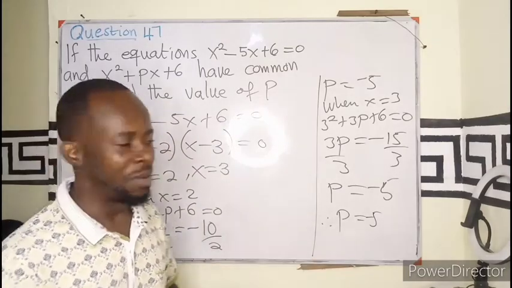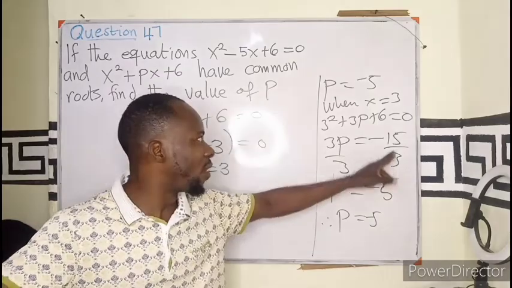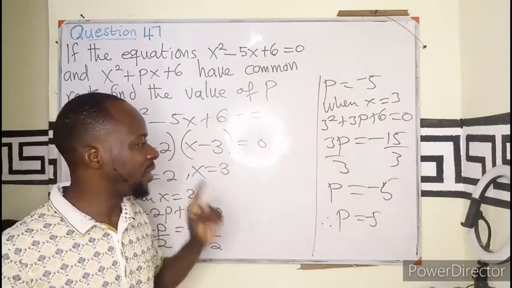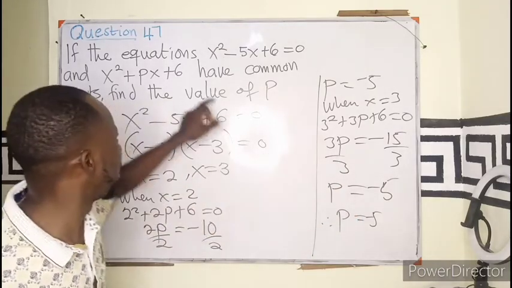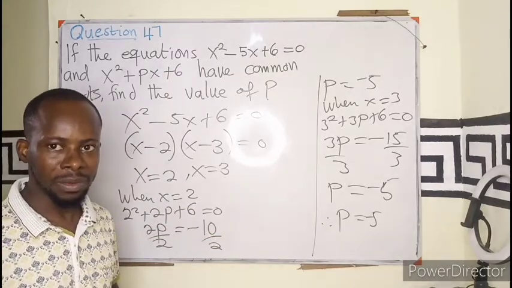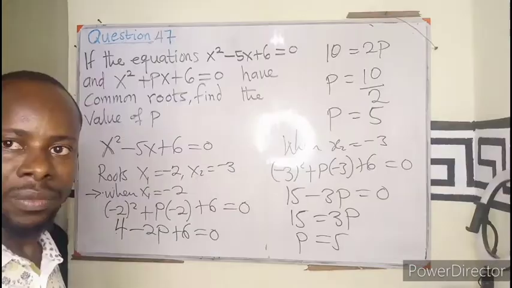You know, it could have been minus 5 and something, 2 and something. But in this case, the value of p is the same. So we have the value of p to be minus 5, either right away from the equation comparison or even from solving. I believe you see the concept. Good. Let's take the next question.